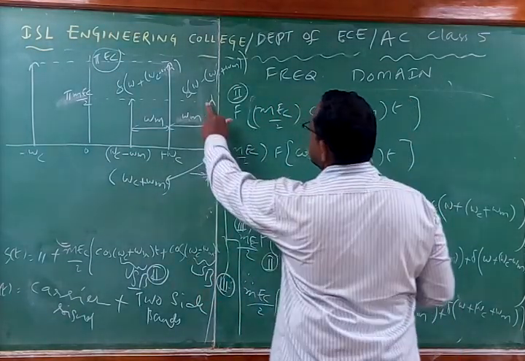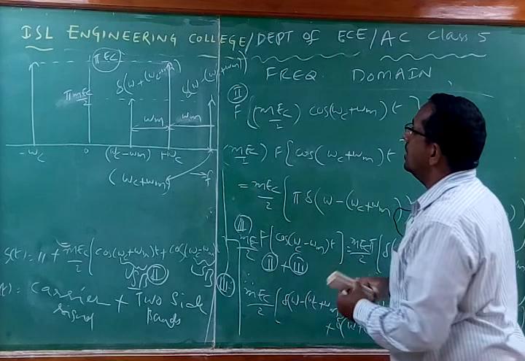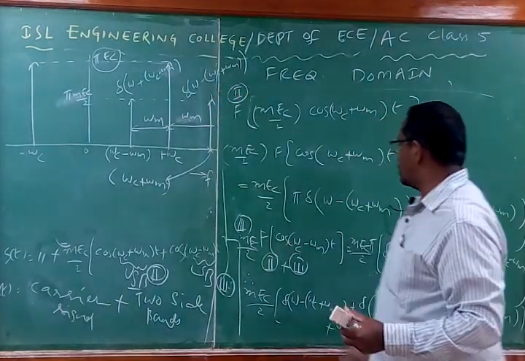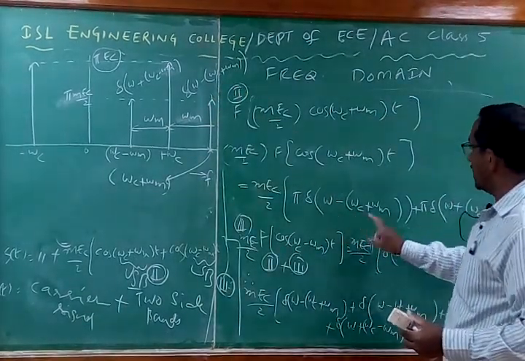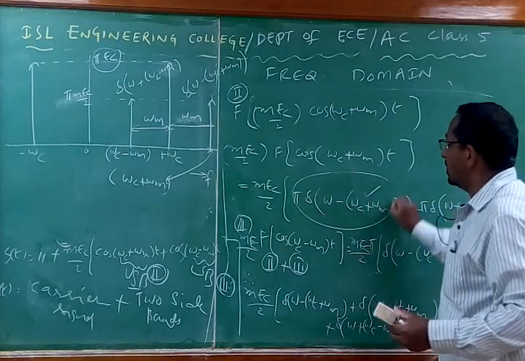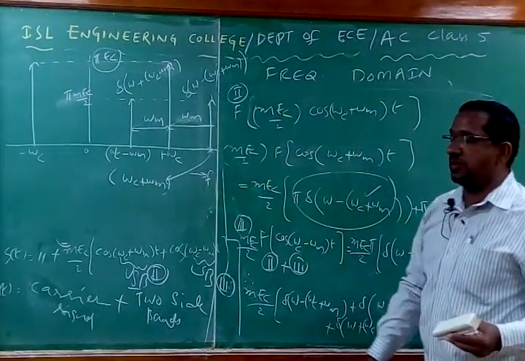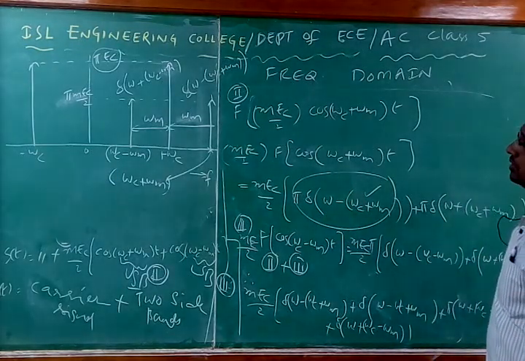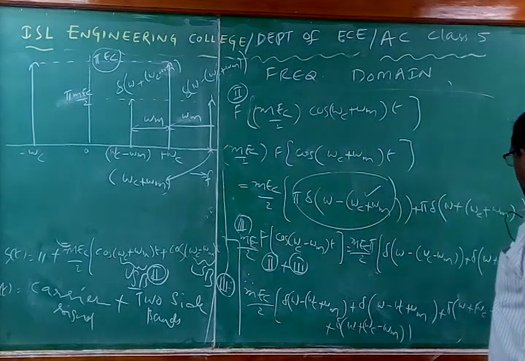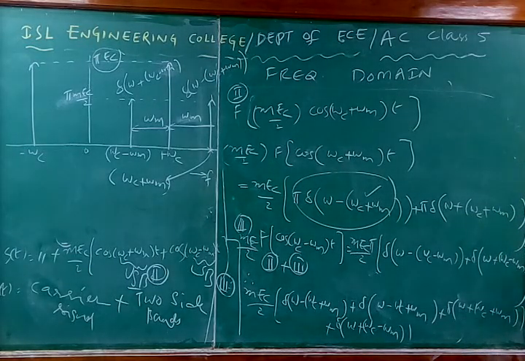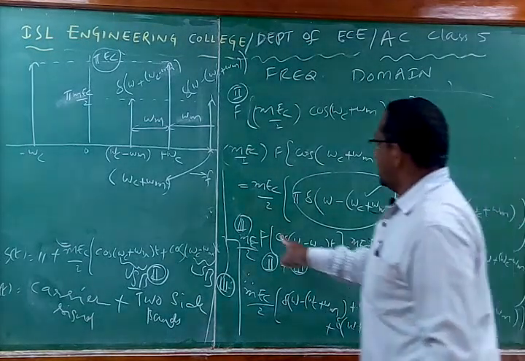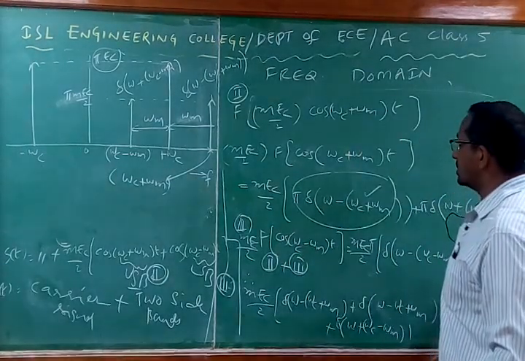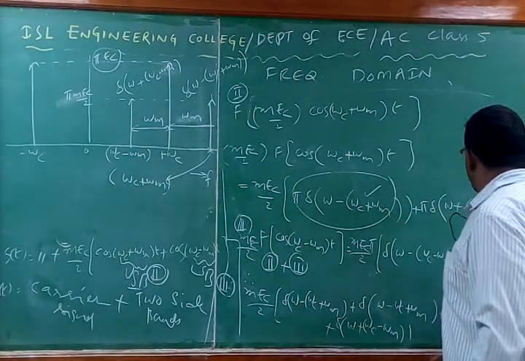Now let us see where is this spectrum that we have here. Omega minus of omega c plus omega m. This is the spectrum that we have represented here for the USB. And for the LSB, where do we get the LSB from? It is nothing but omega plus omega c minus omega m. This term we are getting from term number 3, and this we are getting from term number 2.